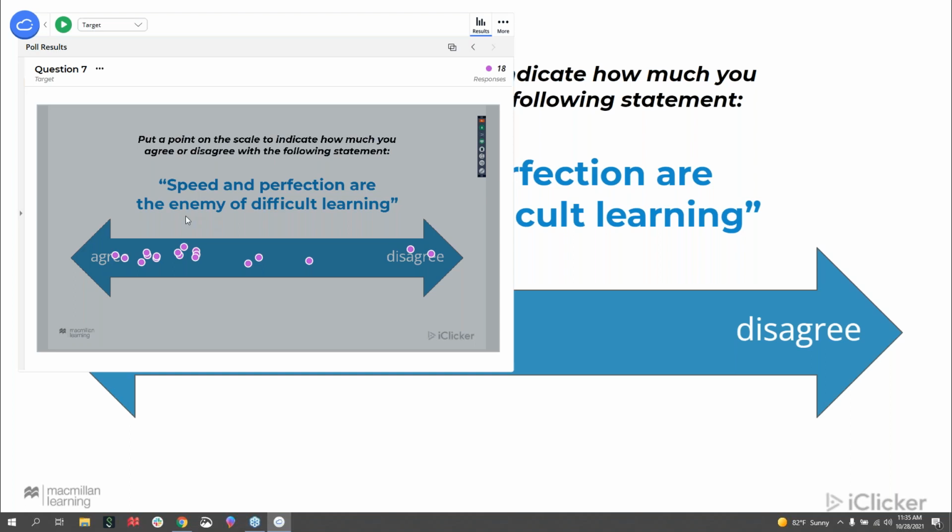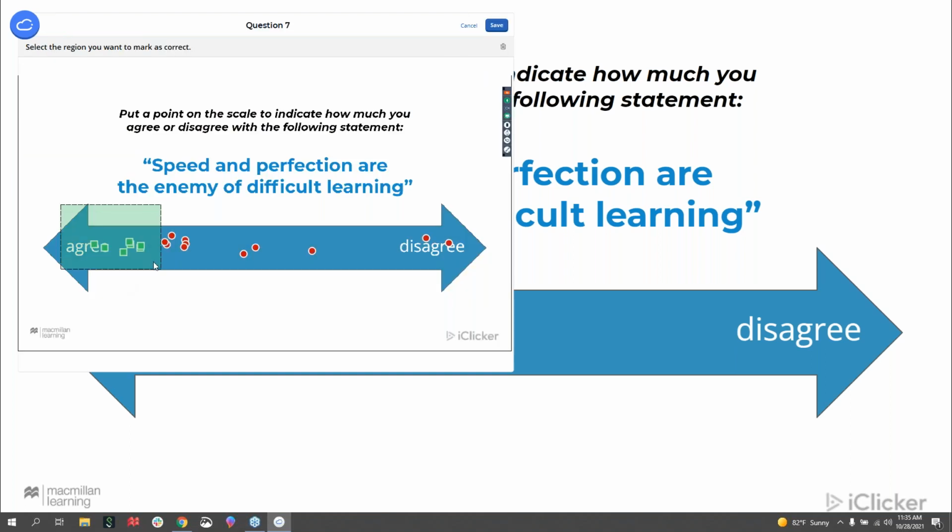All right, this is a direct quote from Dr. Dweck in her book Mindset. So I'm going to draw my agreement window right here, but I have to tell you, I find this statement challenging. I really do.